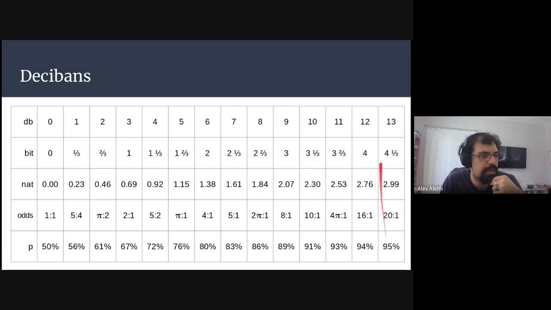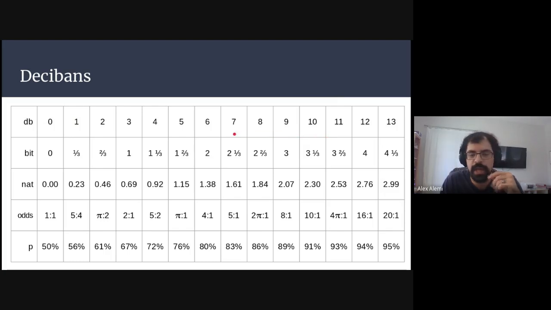A useful benchmark is that a lot of statistical science, which we owe to Fisher, sets a threshold for confidence at like 95% probability. 95% probability is 20-to-1 odds. That corresponds to 13 decibans: 10 for the factor of 10 and another 3 for a factor of 2. So I'm going to be doing things in decibans.